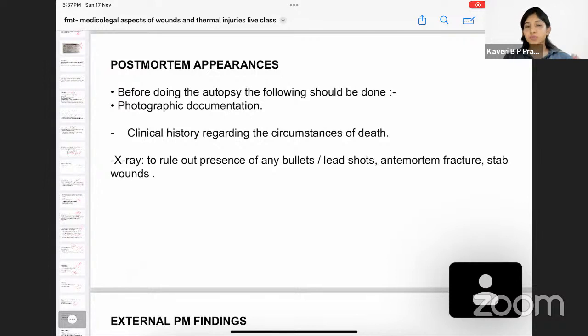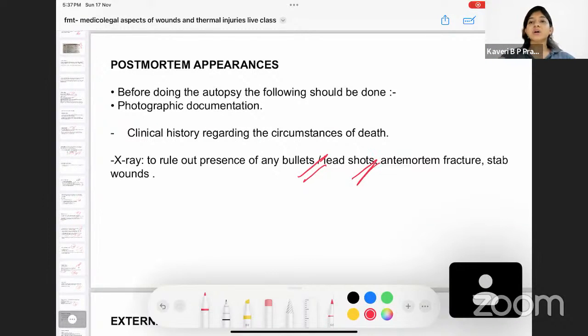So once you have done both of these, you have to also take an X-ray, because when you take an X-ray, it will help you rule out the presence of any bullets, lead shots, or any other fracture which was done ante-mortem, any ante-mortem fracture, stab wound. So you could see all these in an X-ray.